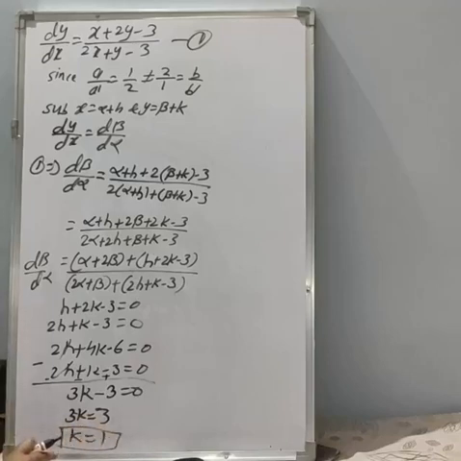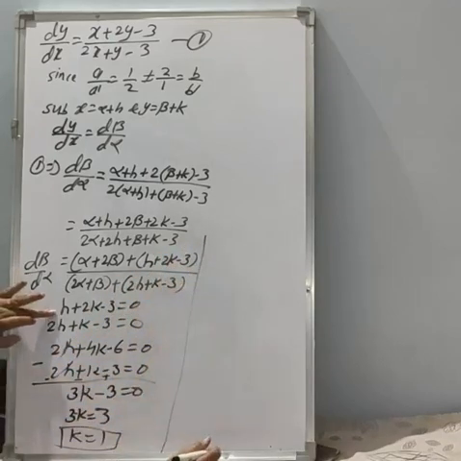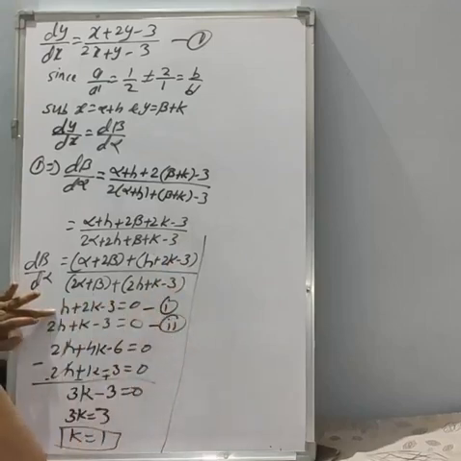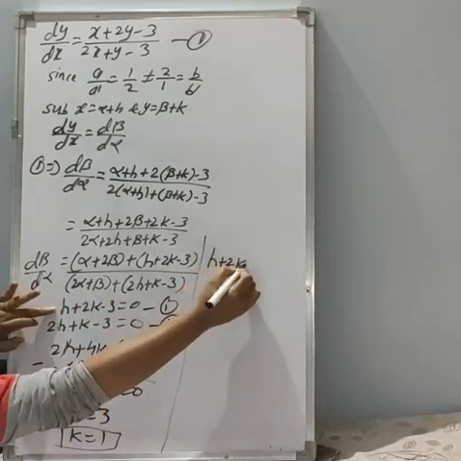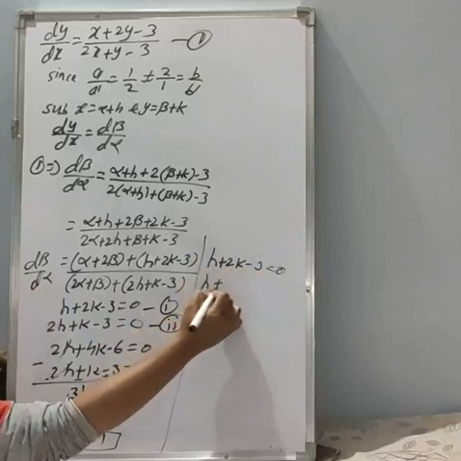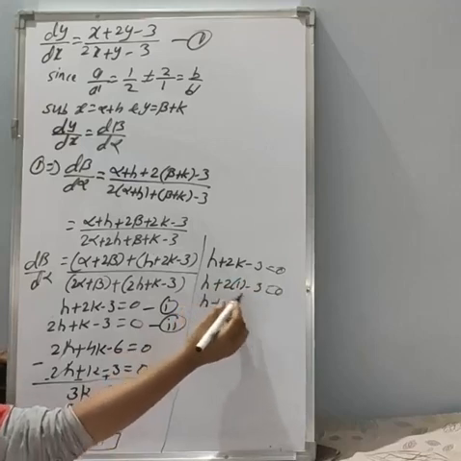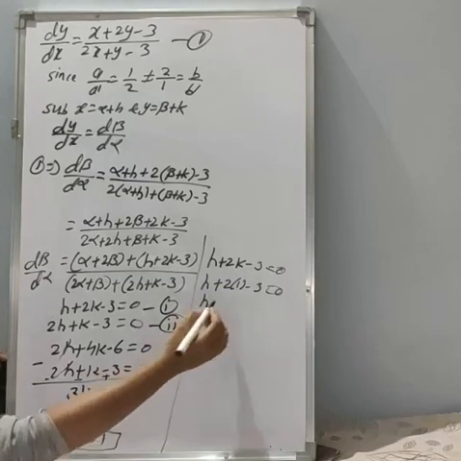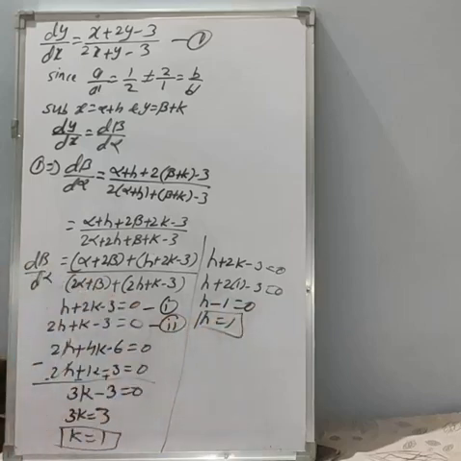Now substitute k is equal to 1 in any one of these two equations. You can call these equation 1 and equation 2. Using equation 1, substitute the value k is equal to 1. So we have h plus 2k minus 3 is equal to 0. So h plus 2 into 1 minus 3 is equal to 0. So h plus 2 minus 3, which is minus 1, is equal to 0. So h is equal to 1. Now we have the values h is equal to 1 and k is equal to 1.